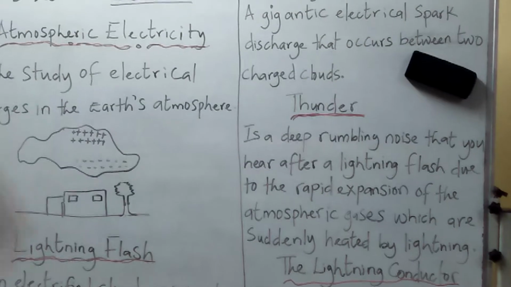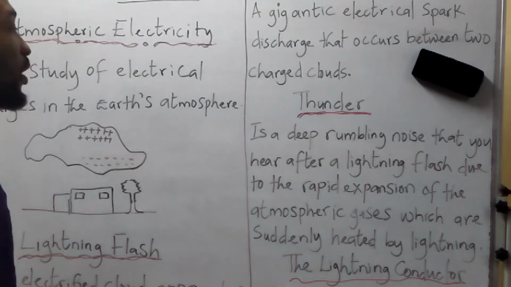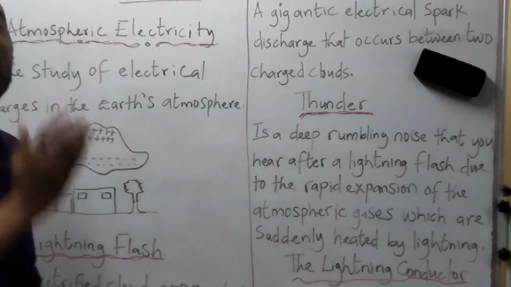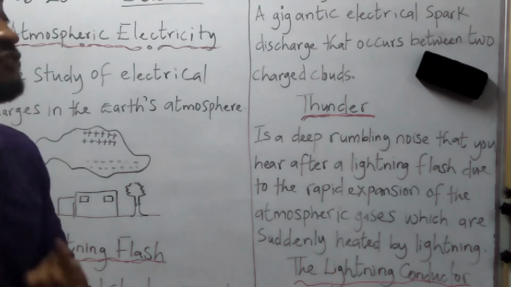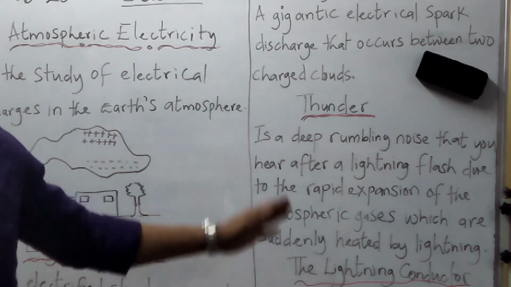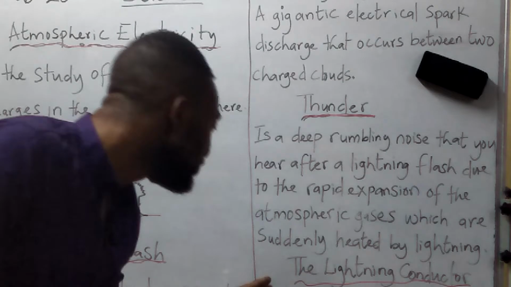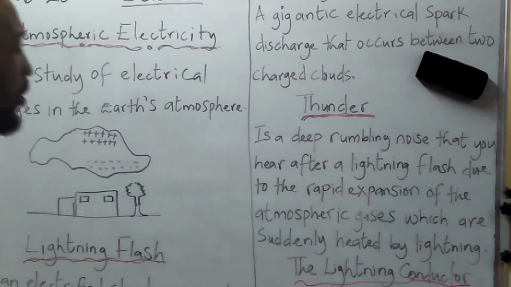Before you can experience thunder, lightning must come first, because the speed of light is much faster than the speed of sound. So the light will occur before you can experience thunder, which is the noise. The next one is the lightning conductor. What are these lightning conductors?